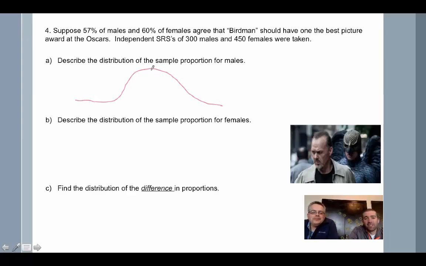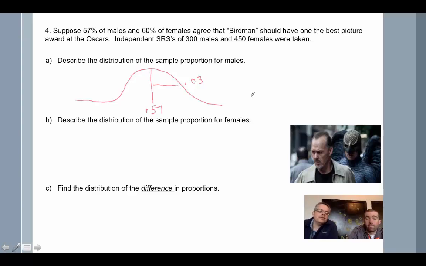So we have our sample proportion for males. That was 0.57. And if you figure out your standard deviation, that ended up being 0.03. Wait, first off, what was this all about? Oh, 57% of males and 60% of females agree that Birdman was the best picture, and we took 2 samples: a sample of 300 males and 450 females.